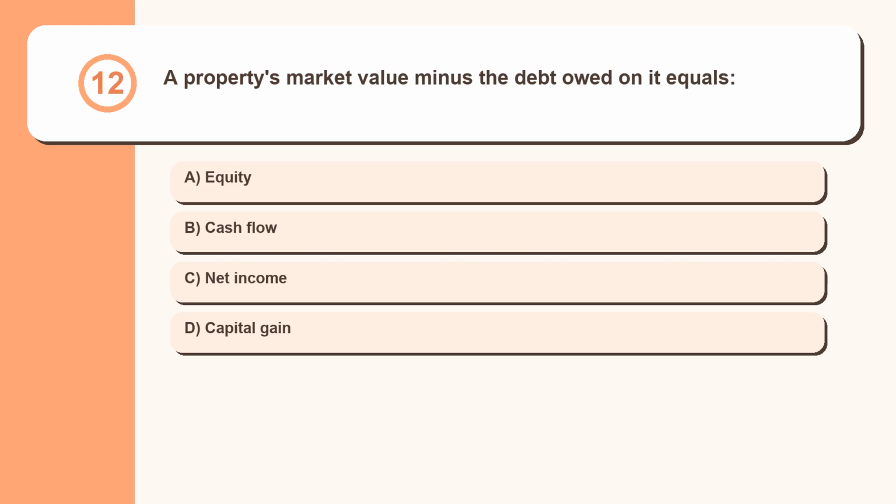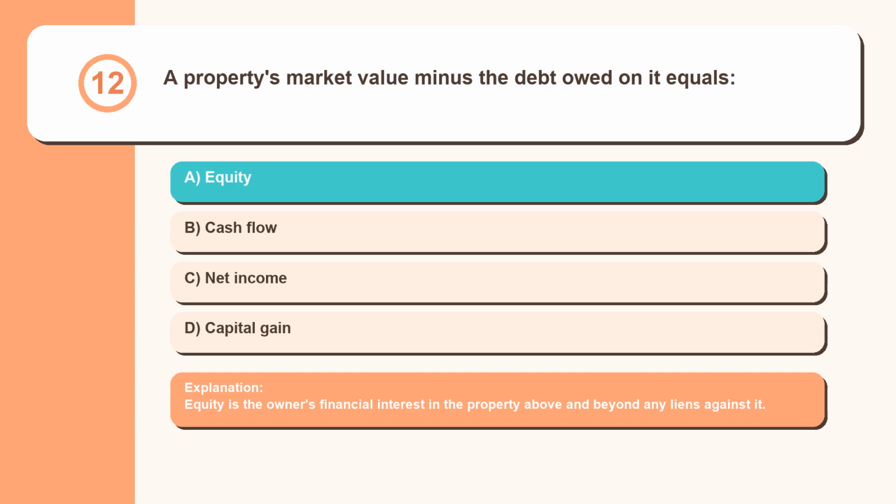Question 12. A property's market value minus the debt owed on it equals equity, cash flow, net income, capital gain. Equity is the owner's financial interest in the property above and beyond any liens against it.